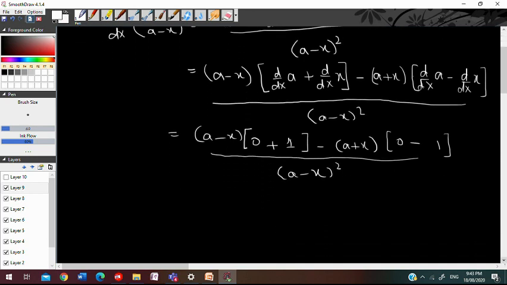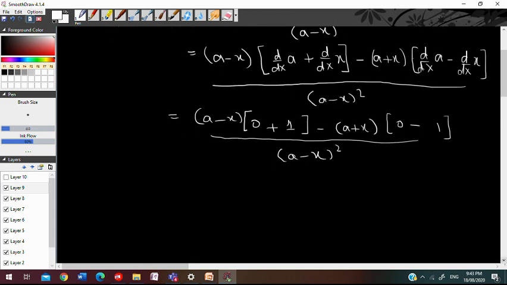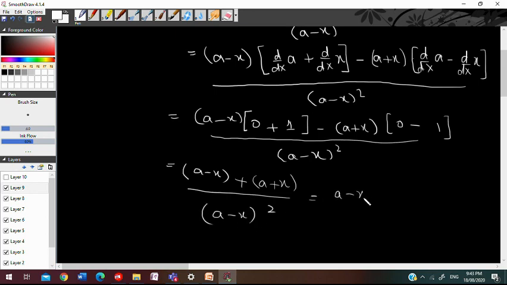Now simplify this, your derivation has been done. Now just simplify this fraction. What is (a - x), then plus (a + x), divided by (a - x) whole square, and (a - x) plus (a + x) divided by (a - x) whole square, this x and x are cancelled, and finally you get 2a divided by (a - x) whole square. So this is the answer. The fourth part of this exercise is also the same one.